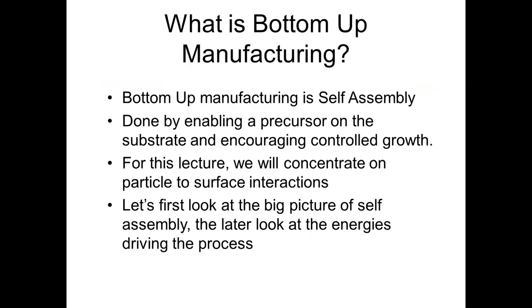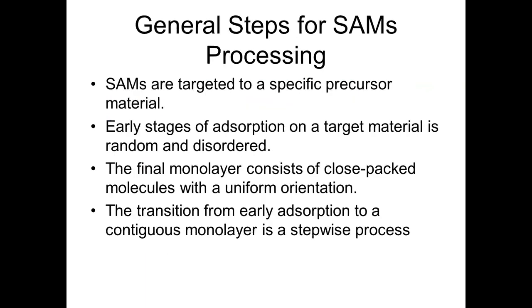So let's look at this and describe what we're doing. What is bottom-up manufacturing? One term is it's basically self-assembly. It's done by enabling a precursor on the substrate and encouraging controlled growth. For this lecture, we'll concentrate on particle to surface interactions. So let's take a big picture look and see about the energies that are driving the process.